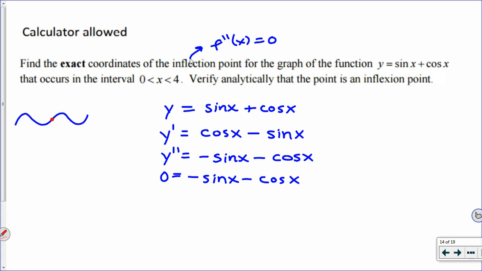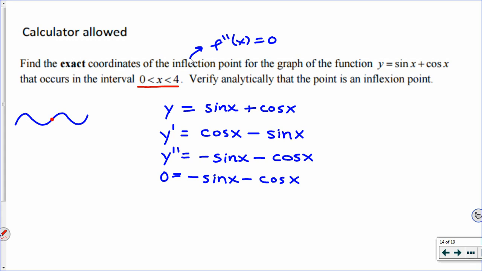The coordinates of an inflection point on a wave would be where the graph goes from being concave up to concave down. And we only care about solutions on the interval 0 to 4. That's because the wave is infinitely long, so there's going to be a whole bunch of inflection points, but they only care about any inflection point on the interval 0 to 4.